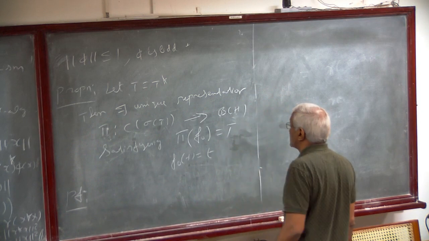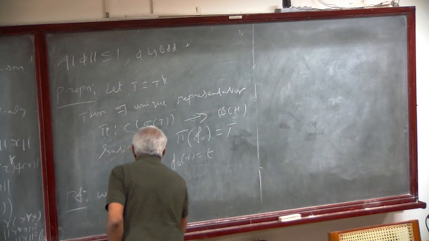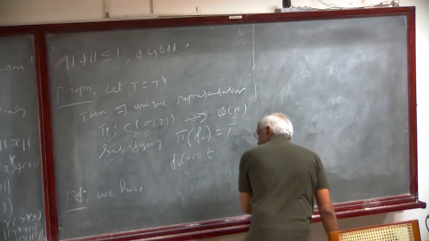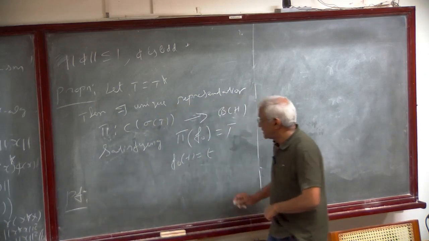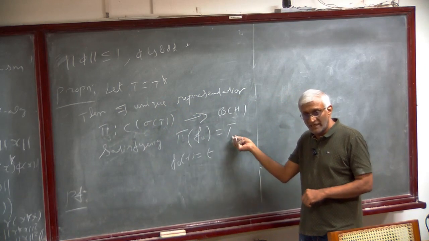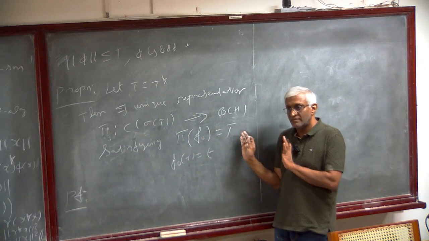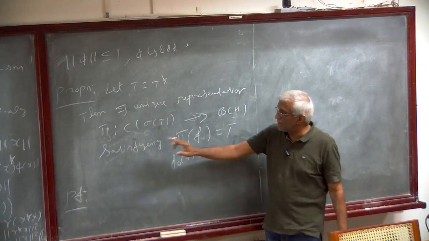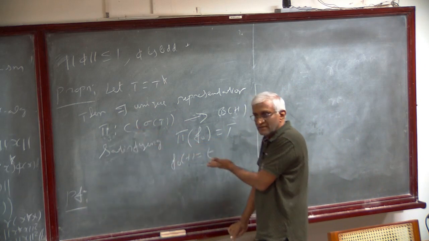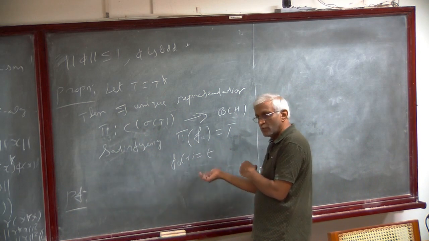First, we notice T is self-adjoint. What we do is the following. We want this to happen. Notice that once pi of f naught equals T, then pi of any polynomial is just P of T, right? And polynomials are dense here. And the map is fixed. Pi is clearly determined, provided it is continuous. So we have to prove it's continuous.